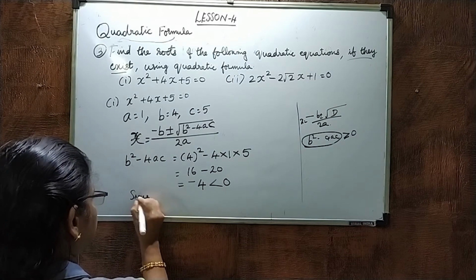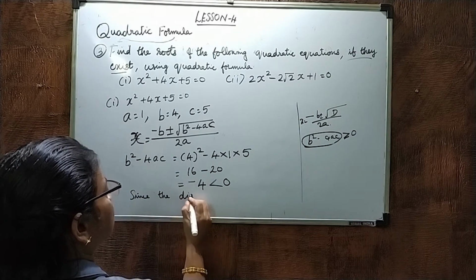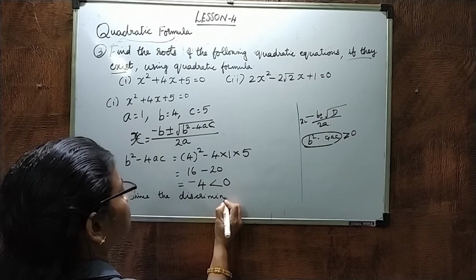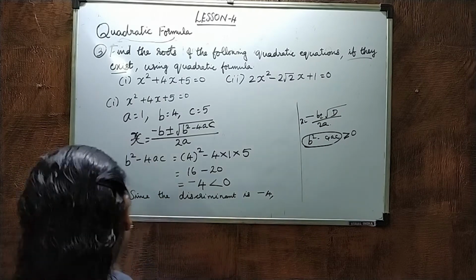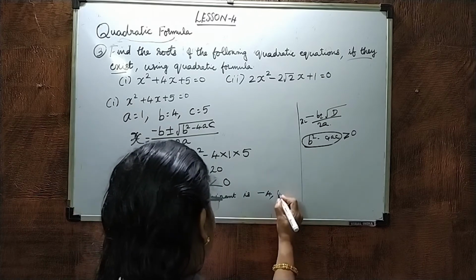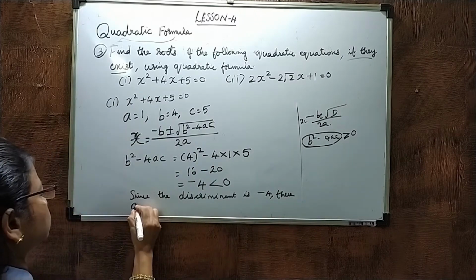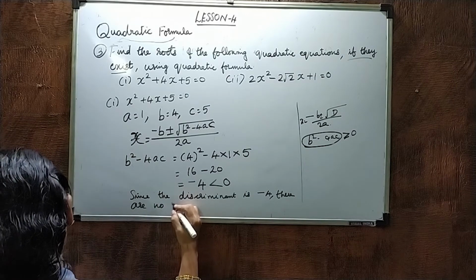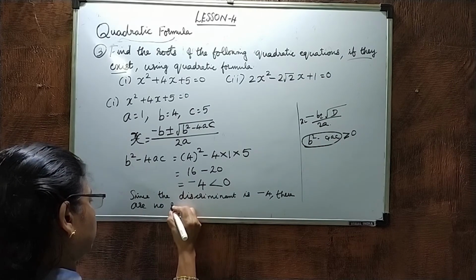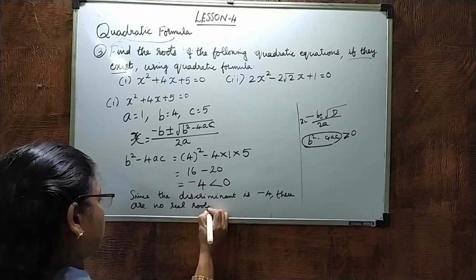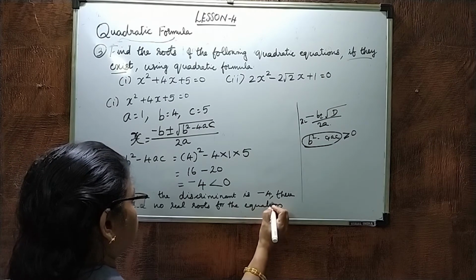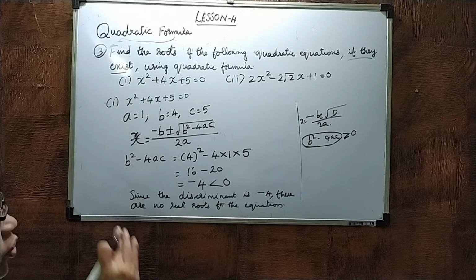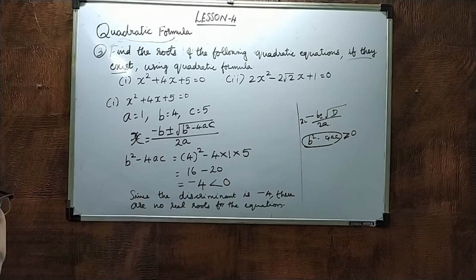Since the discriminant is negative 4, there are no real roots for the equation. Clear? So we have to write like this, find out it is negative, then we have to stop there. No need to find out the value for the roots.